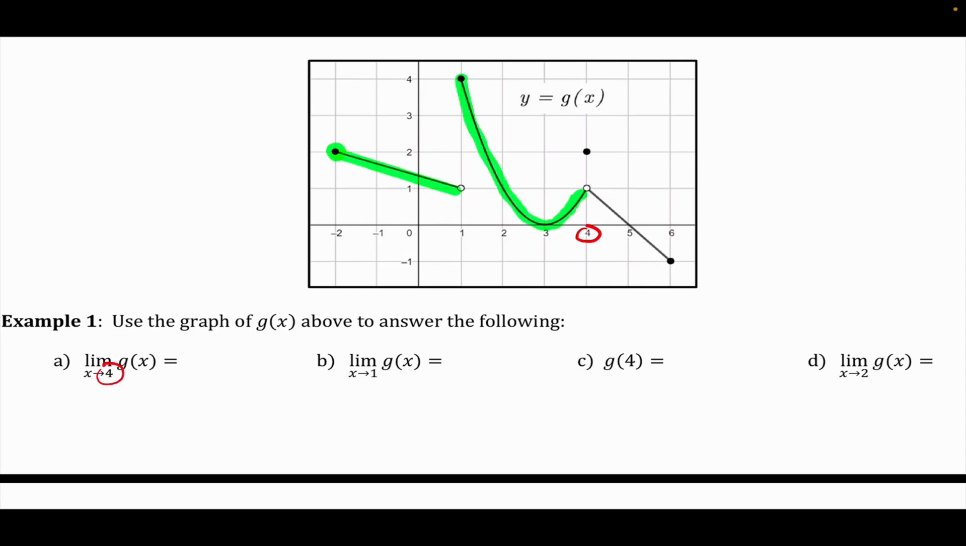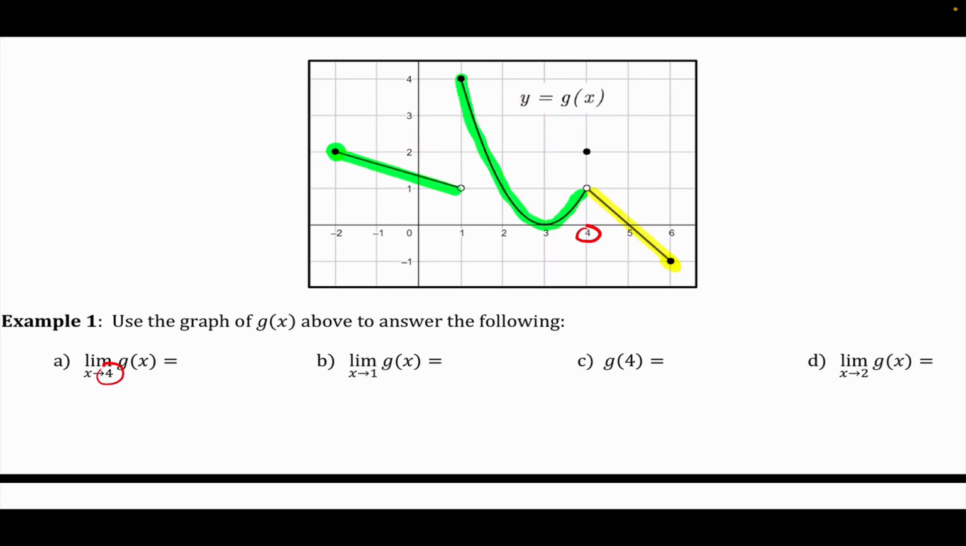And I'm going to do the same thing, except I'm going to go the opposite direction. So I start here, and I get closer and closer to 4 from the other side. Which y value am I approaching? Same number, right? I'm approaching the same y value from both sides. The green and the yellow approach the same y value from both sides.